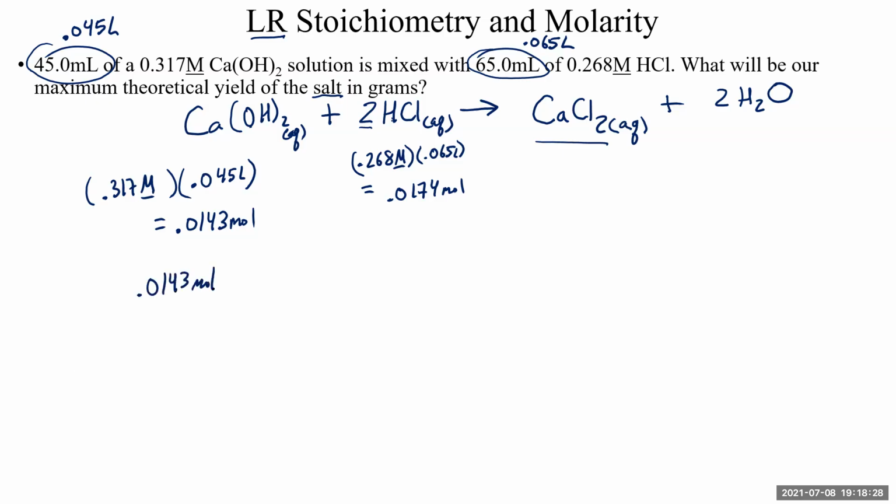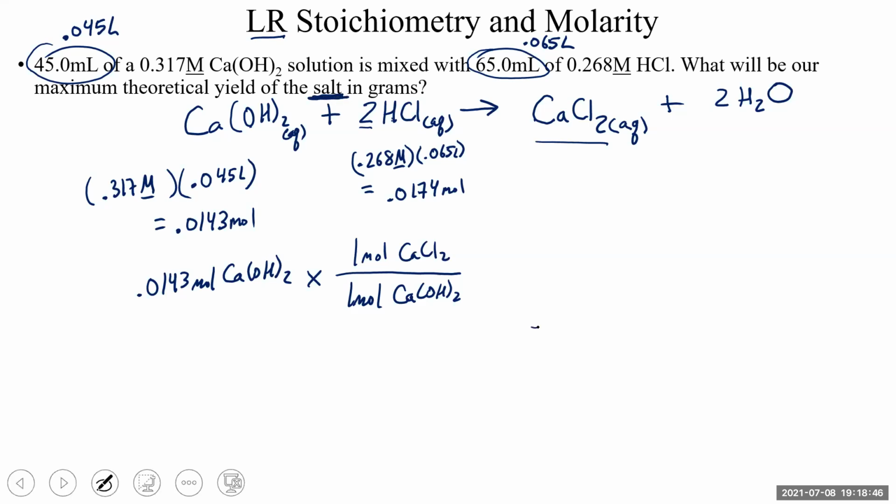So 0.0143 moles of calcium hydroxide. We know that every 1 mole of calcium hydroxide gets us 1 mole of calcium chloride. Now, why are we calculating calcium chloride? Because it's the salt. We're looking for the salt. Calcium chloride in this case is the salt. Remember, it's not table salt, it's salt.